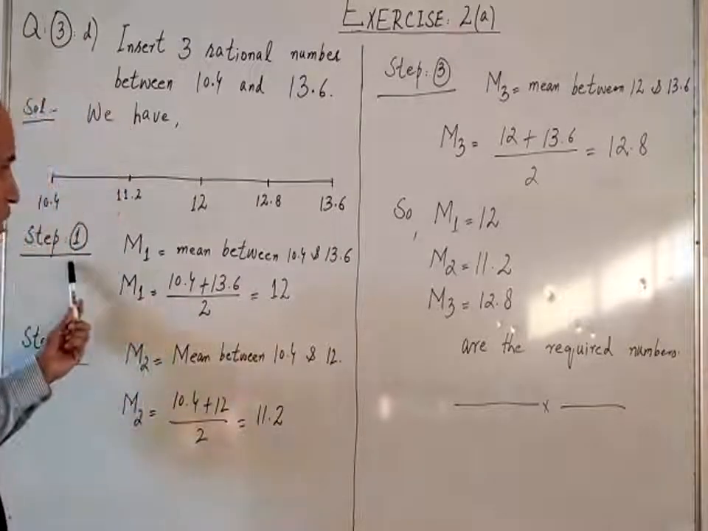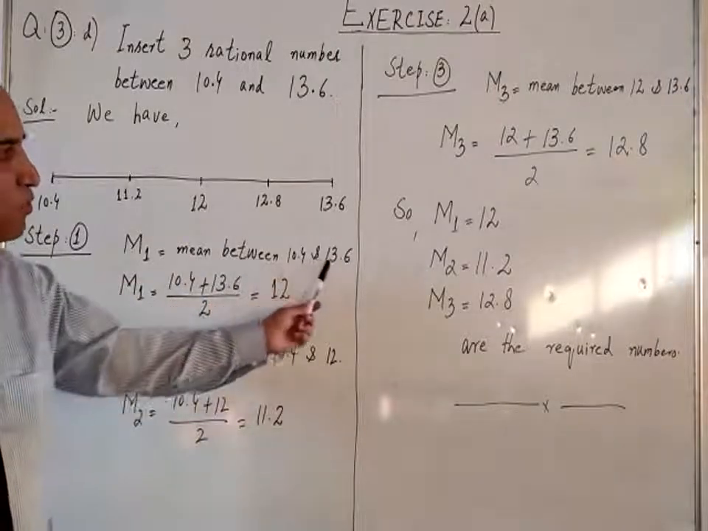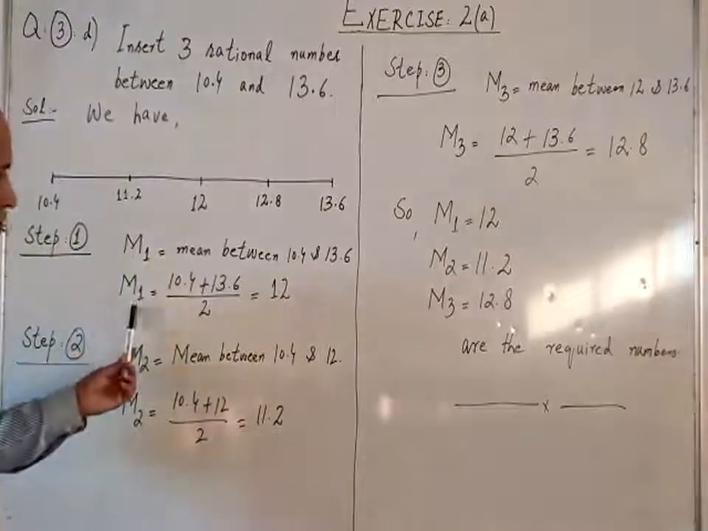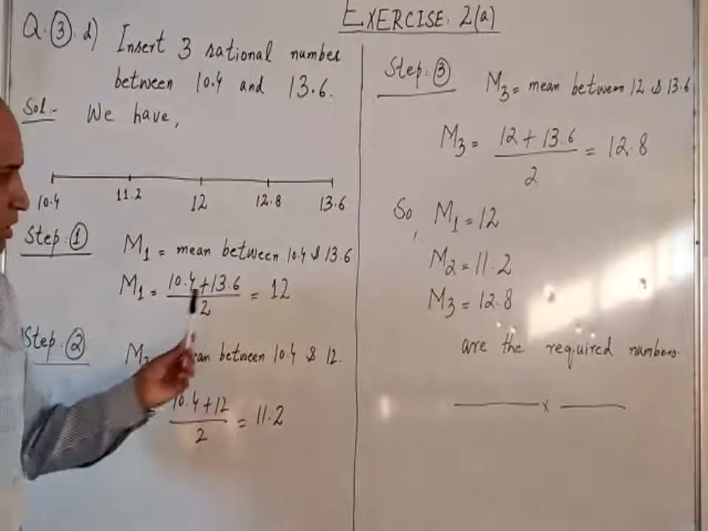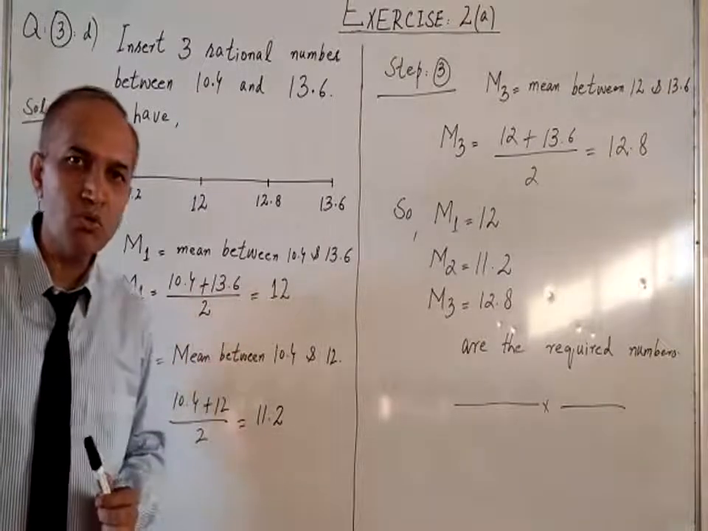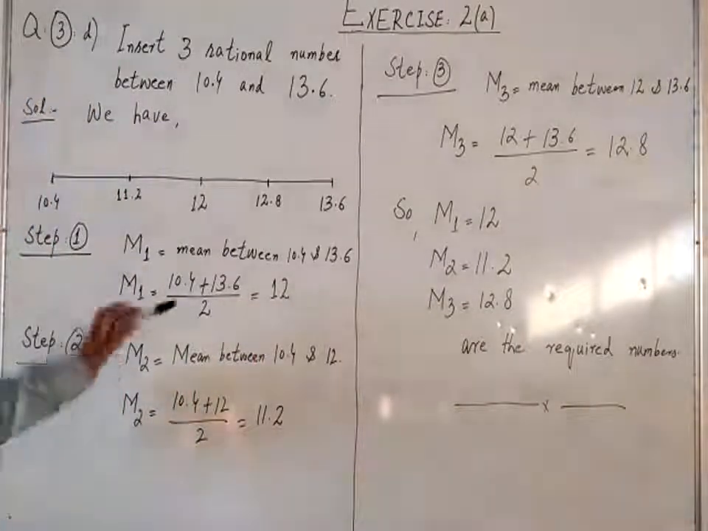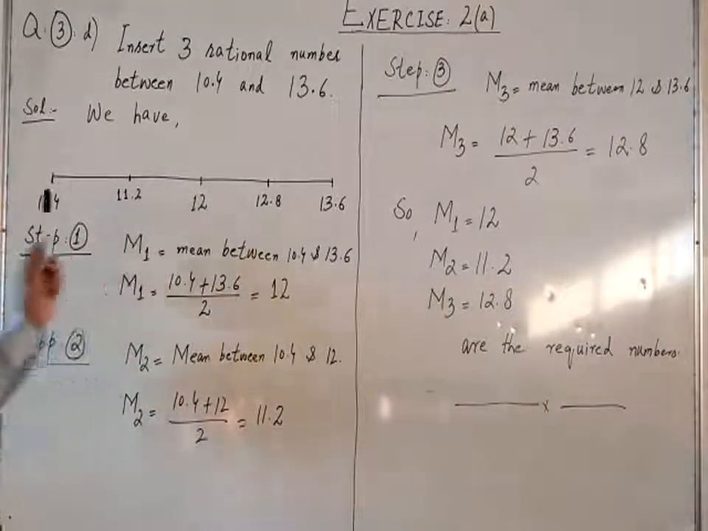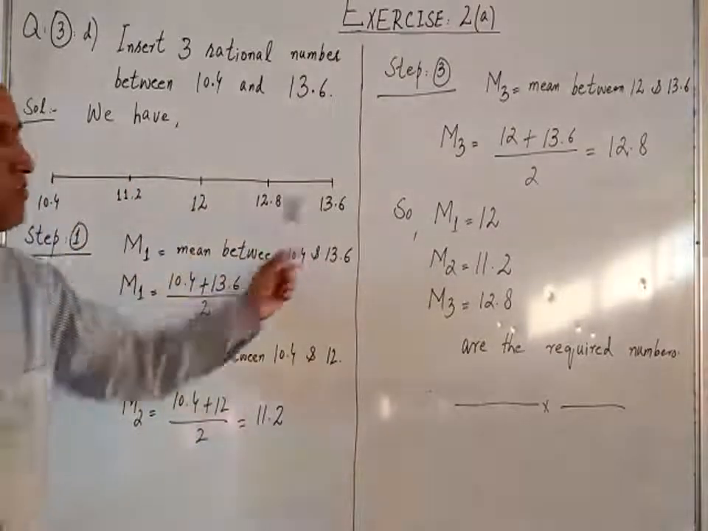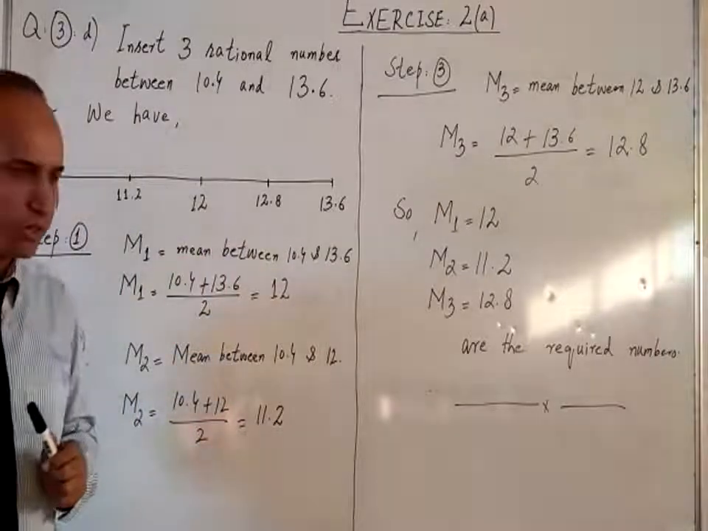In step number 1, we take the mean of 10.4 and 13.6 and we call it M1. So M1 is (10.4 plus 13.6) divided by 2, that will be equal to 12. So M1 is equal to 12. You see that 12 is the midpoint of 10.4 and 13.6. It is in the middle of these two numbers.